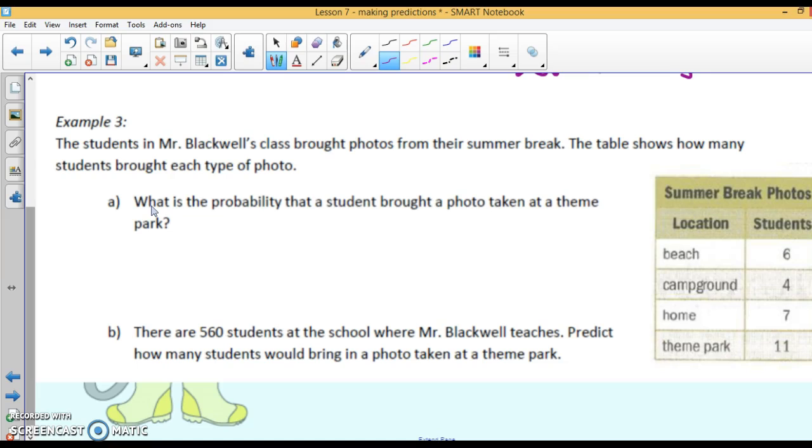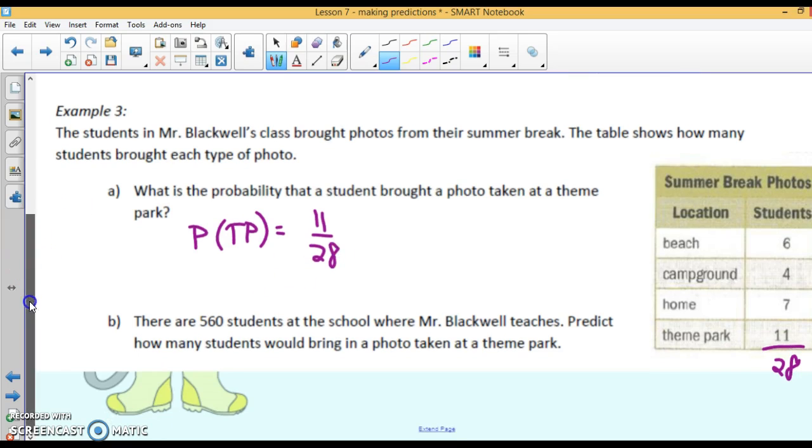The students in Mr. Blackwell's class brought in photos from their summer break. The table shows how many students brought in each type of photo. What is the probability that a student brought in a photo taken at a theme park? Well, let's see how many students we have. If I add that up, that's 28. The probability of a theme park, which we're going to work more with next week, is 11 out of 28.